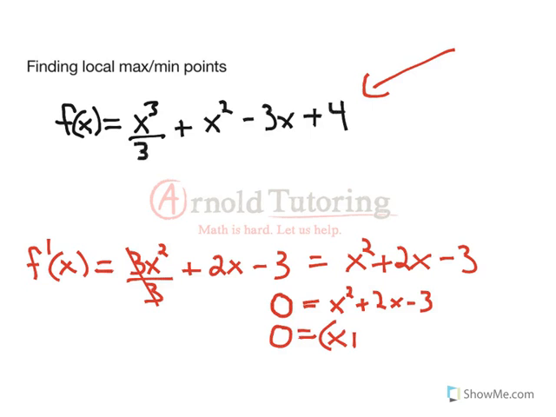This factors nicely: x plus 3, x minus 1. So our x values where there are going to be maxes or mins are at 1 and negative 3. Those are just the values that make the brackets 0. So we've said at x equals negative 3 and at x equals 1 there is a local max or a local min. Problem is we don't know which one.